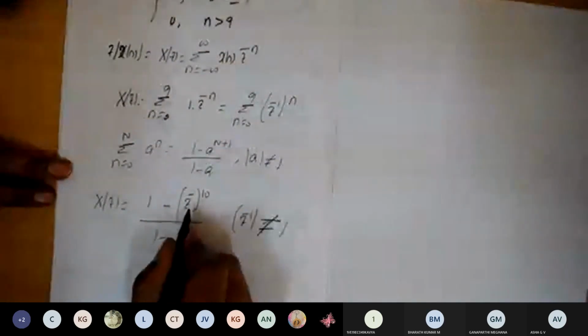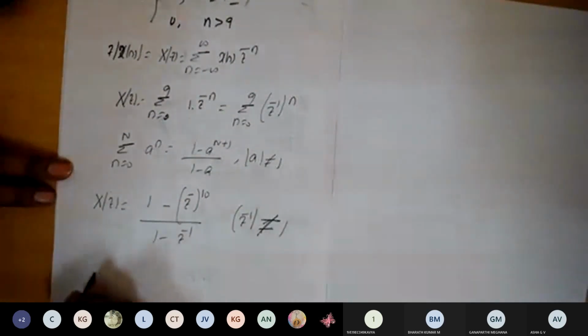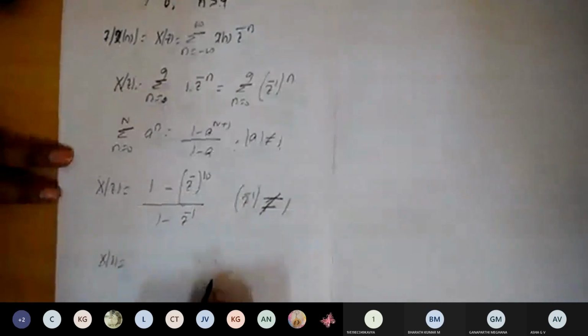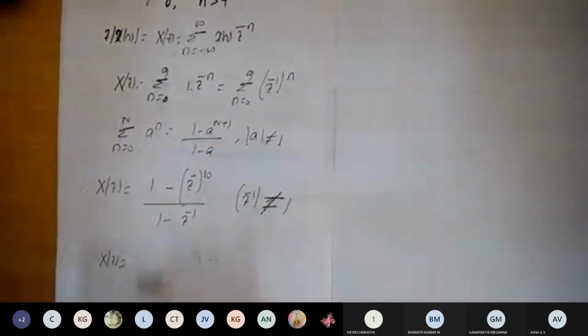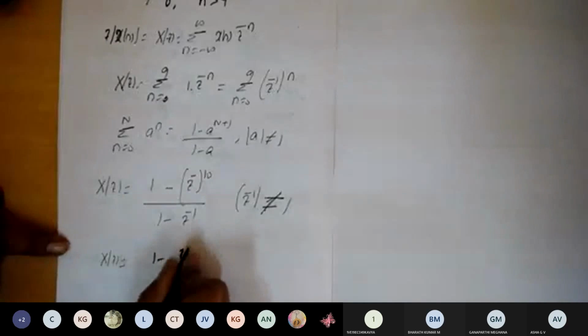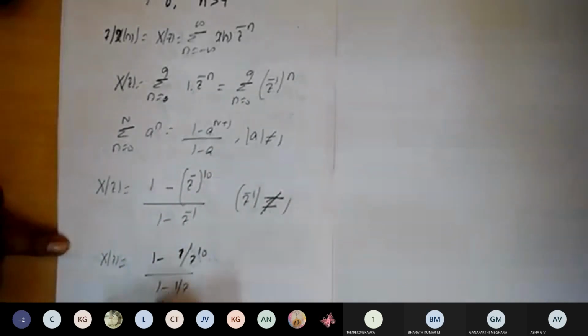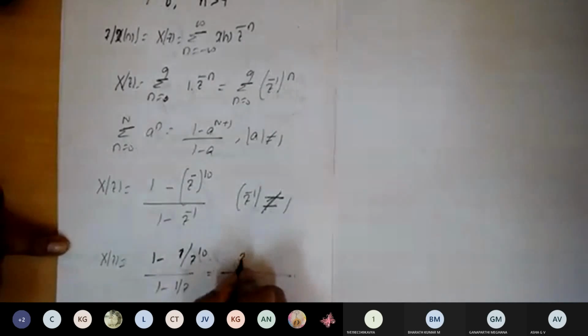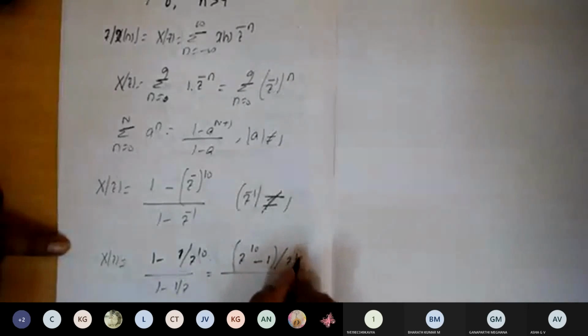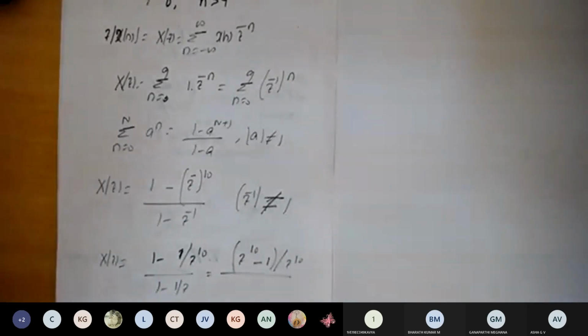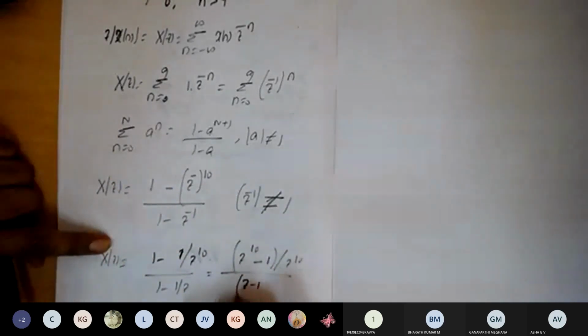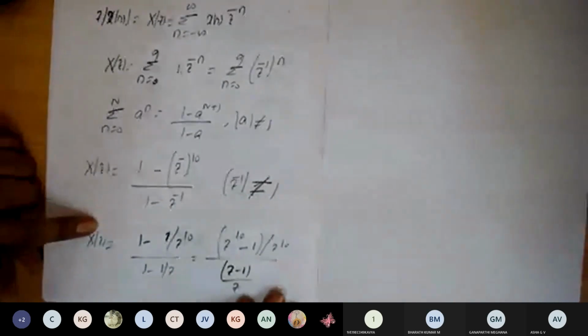So now this is z to the power of minus 10. So X of z is equal to, I'm going to rewrite this. 1 minus 1 divided by z to the power of 10 can be written as z to the power of 10 minus 1 whole thing divided by z to the power of 10. Let us take the LCM. And the denominator is z minus 1 divided by z.